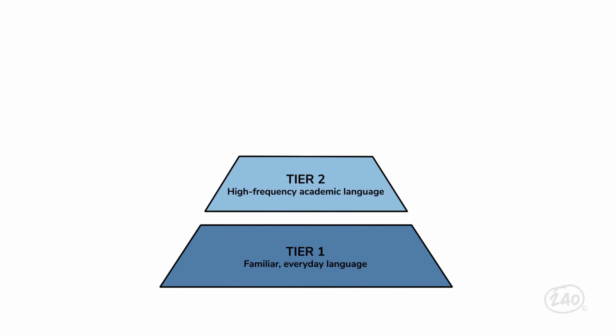Tier 2 is made up of high-frequency academic words, or words that students will encounter frequently in multiple content areas. Many of these are process words that commonly appear in assessments like describe, explain, or evaluate.